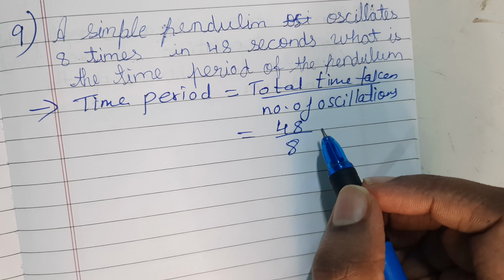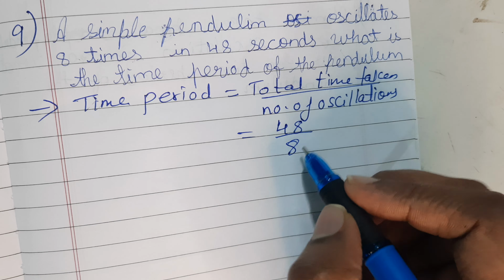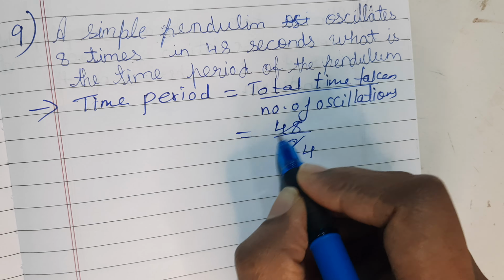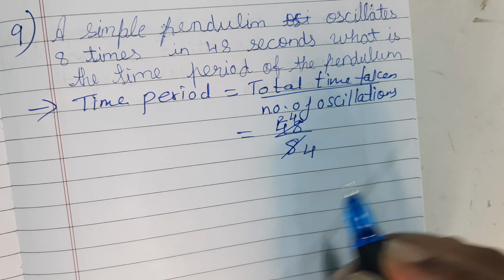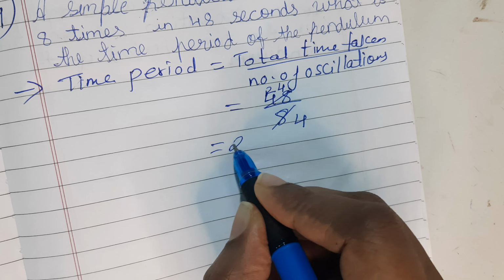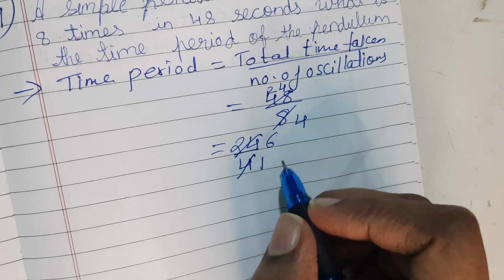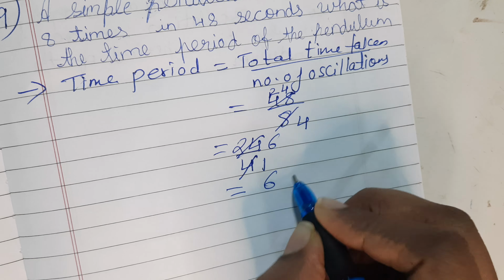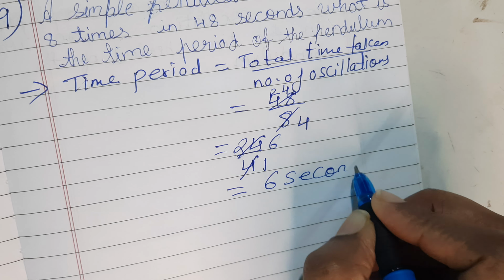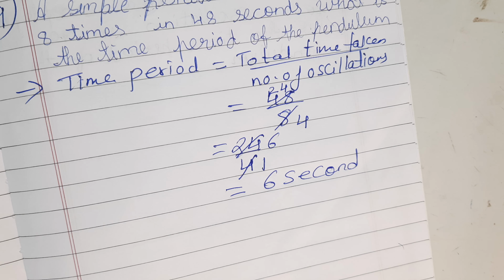So I can cancel this. 2 4s are 8, 2 2s are 4, 2 4s are 8. Your answer will be 24 upon 4. 4 6s are 24. So how many seconds will it be? 6 seconds. So this is the time period.